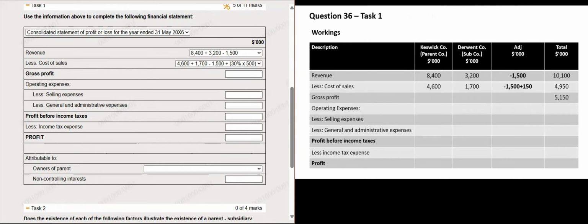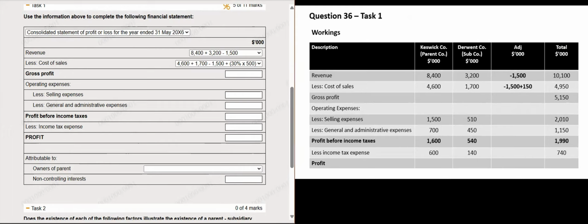That's the easier part. Adding 1.5 million of selling expenses of Caswick to 510,000 of Derwent's gives us total selling expenses of 2,010,000. The same applies to the general and administrative expenses. 700,000 plus 450,000 gives us a total of 1,150,000. This results in a consolidated profit before income taxes figure of 1,990,000. Income tax expenses will also be simply added up.